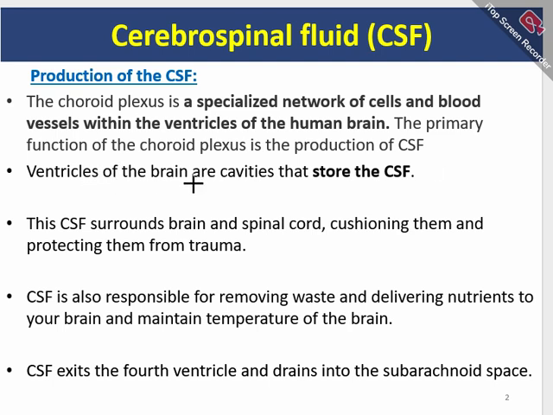Ventricles of the brain are cavities that store the CSF, and the circulation of CSF also takes place in the ventricles. The CSF surrounds the brain and spinal cord, cushioning them and protecting them from trauma. The important role of CSF is to provide cushioning in between the bone and the brain tissue. Whenever there is trauma or sudden shock or any jerk, or when we jump, CSF being a liquid, it provides the cushioning effect and protects us from the trauma.